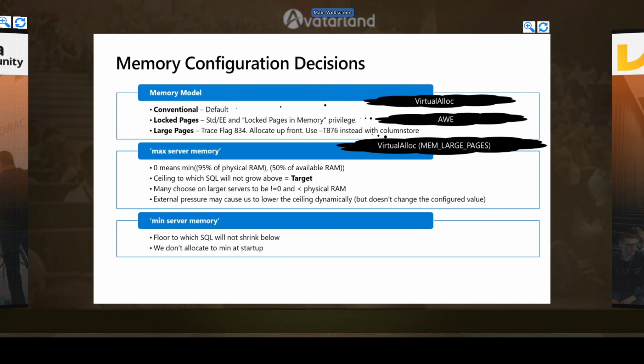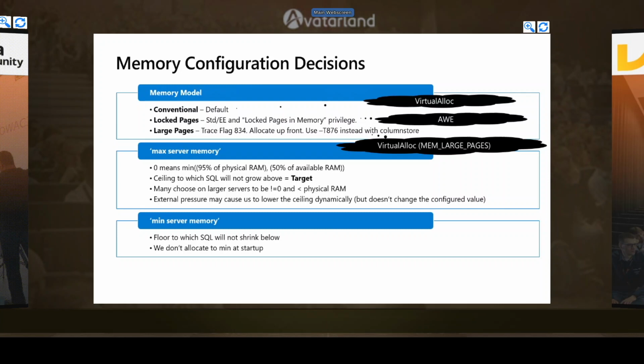Now, what about min server memory? Min server memory is the floor. Think of that as the floor of a building, right? Ceiling and floor, to which SQL will not shrink below. So if there's memory pressure and we start lowering that target, we will never lower the target below the floor. Makes sense, like in a building or an office, right?